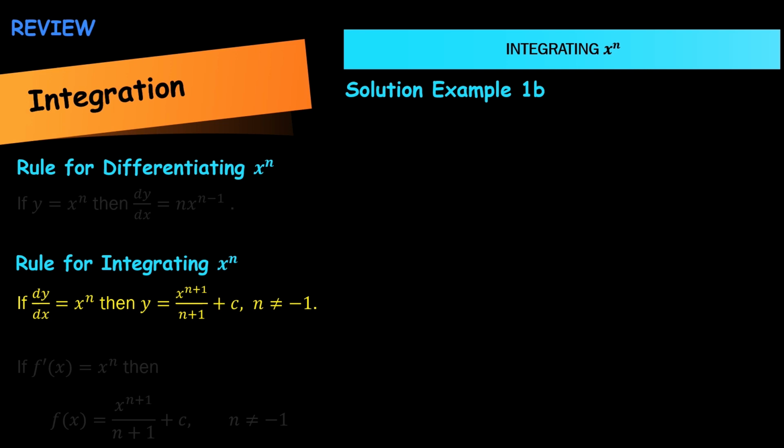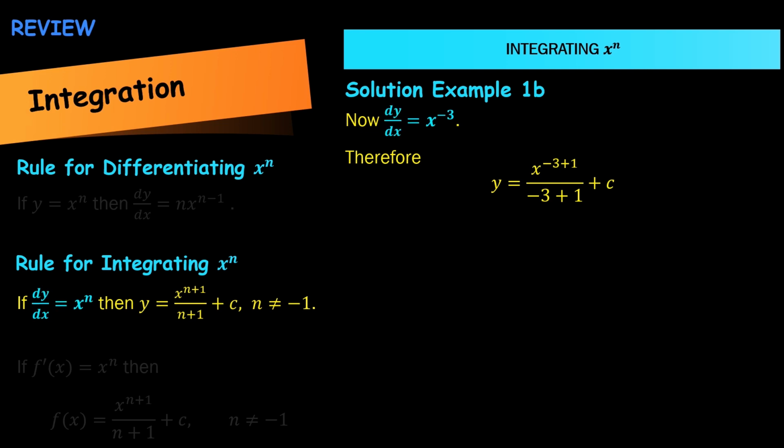Now let's solve part B. Again, we add 1 to the power and then divide by the new power. So here's n equals minus 3. So our new power is minus 3 plus 1. And this tidies up to x to the minus 2 divided by minus 2 plus c, which is of course equal to minus a half times x to the minus 2 plus c.